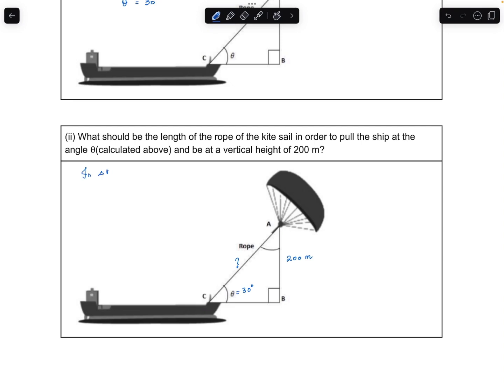In triangle ABC, since we have the angle and the opposite side, and we require the hypotenuse, we go in for the sine ratio. Sin 30 degrees is equal to AB upon AC. AB is 200 and AC is what we have to figure out, and sin 30 is half. So AC is 400 meters. So this is the length of the rope.